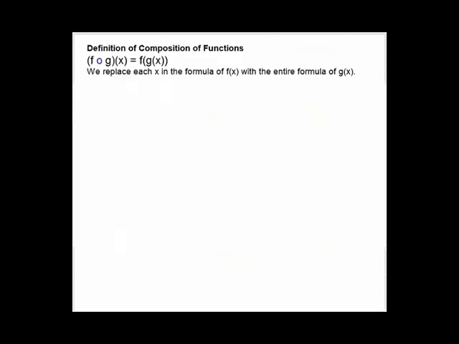Now let's look at the definition of composition of functions. And the composition symbol is this small o, or so it looks to be a small o, so it almost looks like the word fog of x, but it's not an o, it's an operator. F in composition with g of x means we replace each x in the formula of f of x with the entire formula of g of x. And I'll show you this with some examples.